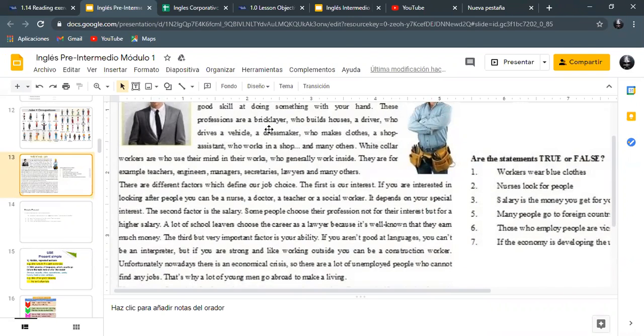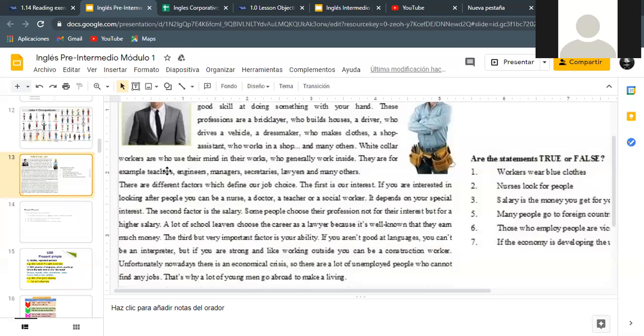A driver who drives a vehicle. You know what is a driver, right? Dressmaker. What is a dressmaker? Yes. Como costurera. Costurera. That you can say also a tailor, okay? Who makes clothes, a shop assistant. What is a shop assistant? Asistente de ventas. Who works in a shop and many others.